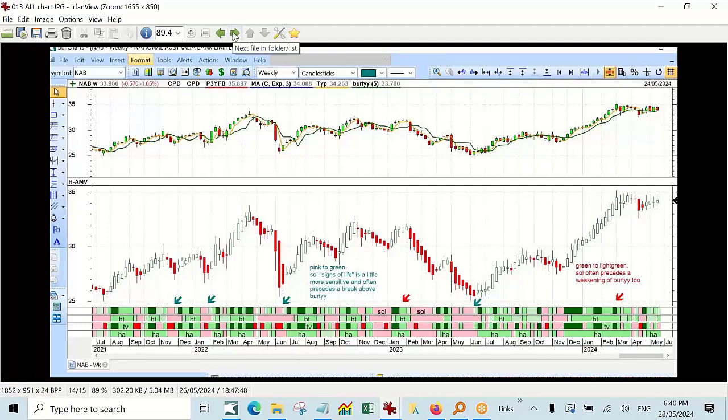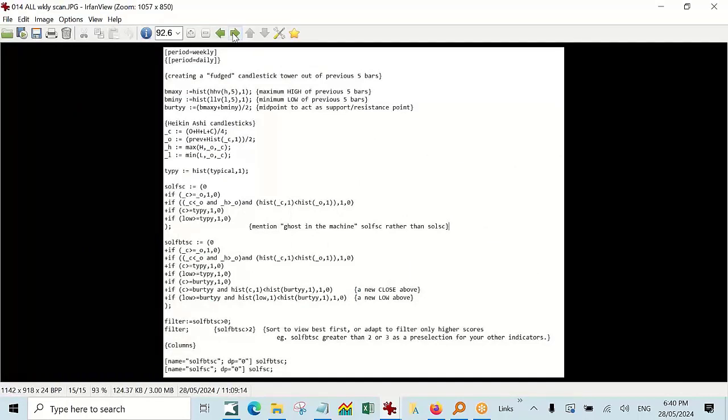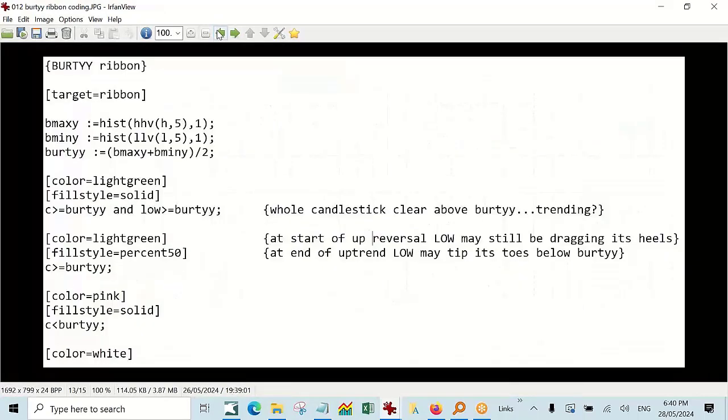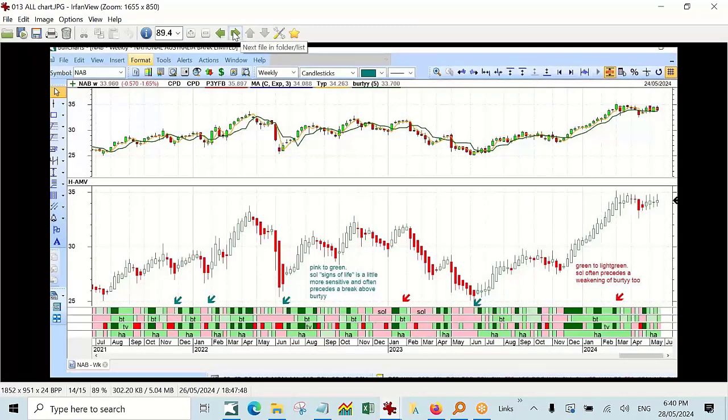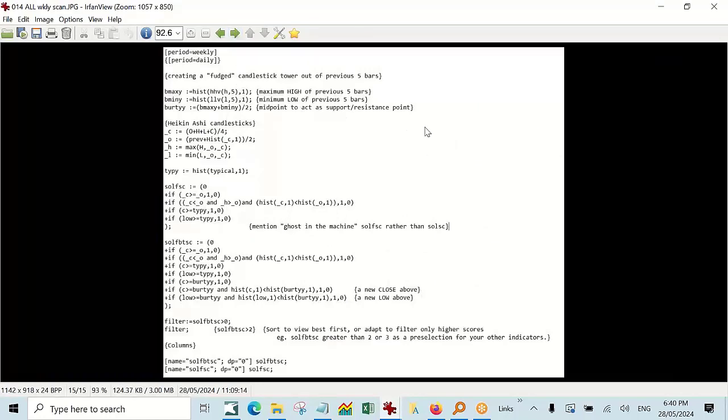Right, that's all of them. And okay, here's the coding for the Burtyy. Oh, I've done that one, yes. Right, hang on. Right, so then here's the scan I use to look for these types of setups, combining the four indicators.